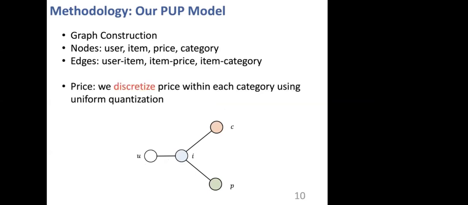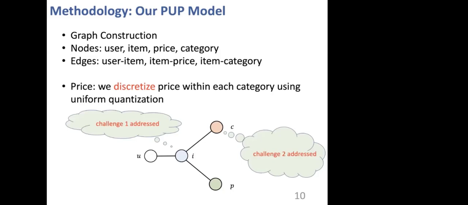Let's turn to the first part, graph construction. There are 4 types of nodes: user, item, price, and category. And there are 3 types of edges. User-item edges stand for the observed user-item interactions. And we also link each item to its corresponding price and category. For ease of modeling, we consider price as a categorical variable, so we discretize price within each category using uniform quantization. We addressed the first challenge by using item nodes as the bridge. And the second challenge is addressed by further including category nodes.